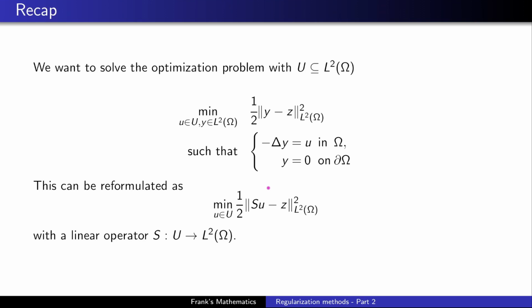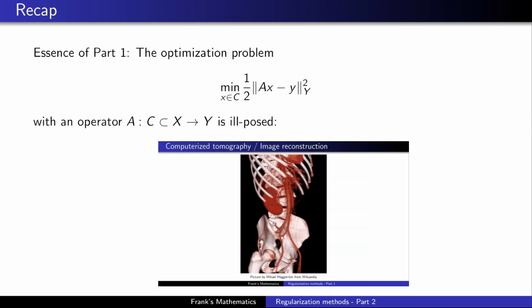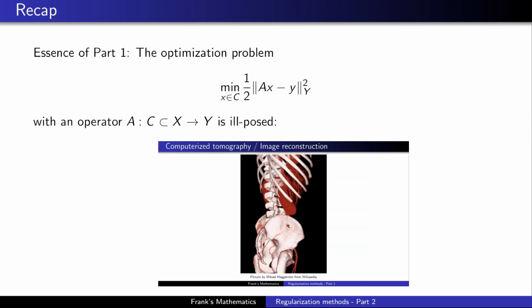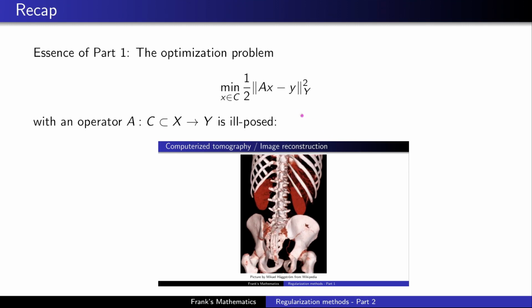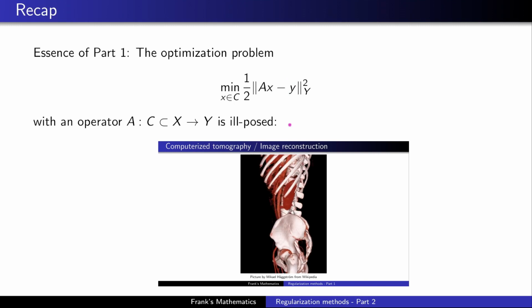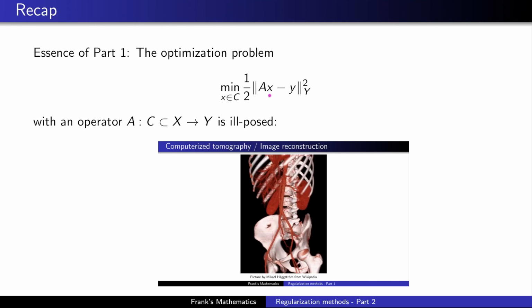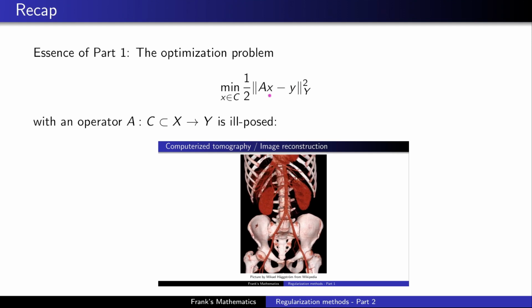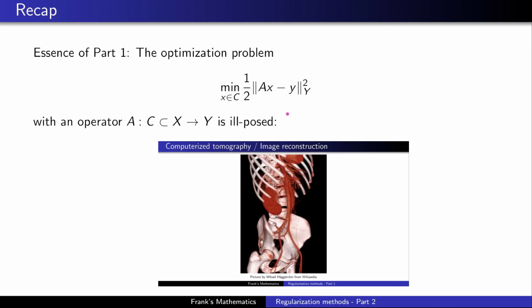Using this linear operator, we can reformulate this PDE constraint problem into a more compact form you can see here. In part 1 of the series, we have taken a closer look into problems formulated like this, and the essence mainly was that such optimization problems are ill-posed. Meaning, if we have some noisy data in our measurement y, we cannot make any conclusions about the associated solutions x.